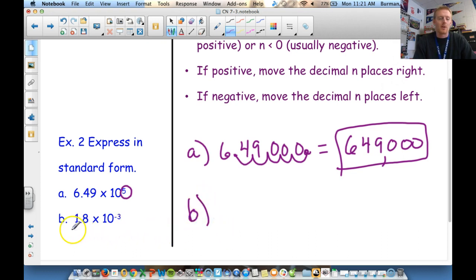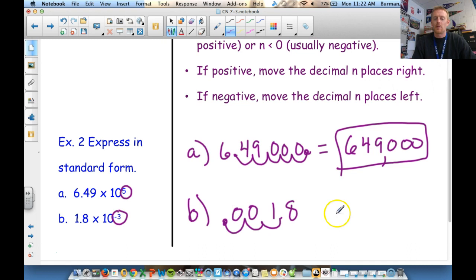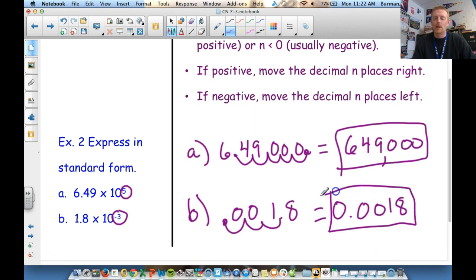Okay, letter B, same process, 1.8. We're moving it a negative 3 times, so it's going to move to the left. Let me erase so that I have better space to do this. We're going to move to the left 3 times: 1, 2, 3. Open spots fill in with a 0, so we have a 0.0018 would be our official answer.